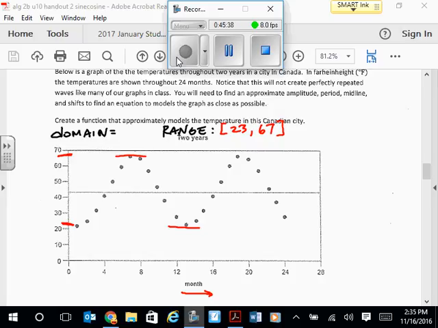Whoa, everything just disappeared. What does that mean? Can I undo? I can't undo? Lowest temp, highest temp.